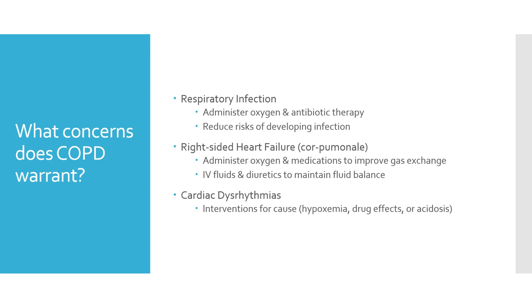Right-sided heart failure can also happen as a result from COPD. When it's as a result from COPD, specifically this right-sided heart failure is called cor pulmonale. It's just a term. Again, with this, you're going to administer oxygen and medications to improve gas exchange. But because of the heart failure, we're going to need to increase their fluids in the right areas. So we want more intravascular volume, right? Less dependent extravascular volume. So we're going to want some diuretics to get off that excess fluid. But we might also need to consider some fluids, some isotonic fluids to stay in the system.